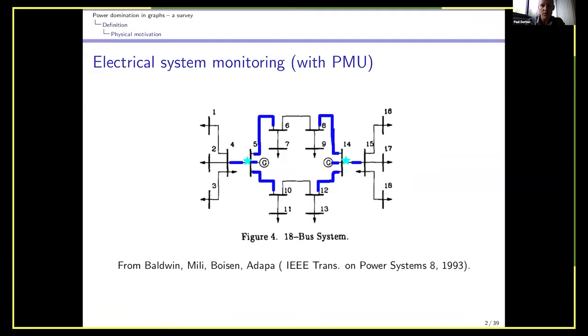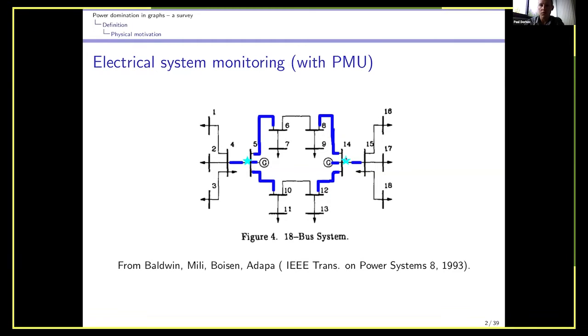So I will use the picture of one of the first papers on the topic, which was from Baldwin, Mili, Boisen, and Adapa. They were really physicists considering electrical networks, and they wanted to monitor the whole network from a set of PMUs, phasor measurement units, using as few PMUs as possible. So I've taken the picture here, which is supposed to represent an electrical network, and I suppose I start with two phasor measurement units, one on the 14th bus and one on the 5th bus.